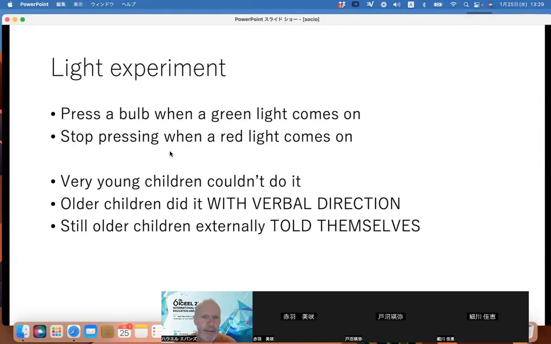And this is kind of interesting as well. So very young children couldn't do it at all, right? You've got this green light that comes on, kids press, and they're supposed to stop pressing when a red light comes on. Very young children can't do it at all. They're useless. Older children can do it if they get help from an adult, for example, somebody telling them, okay, now stop pressing. So they can do it if somebody else tells them.